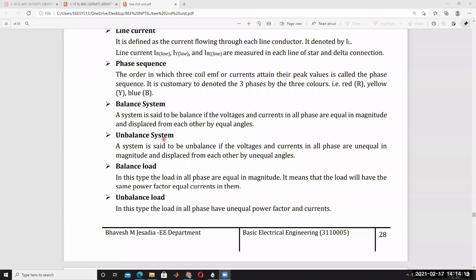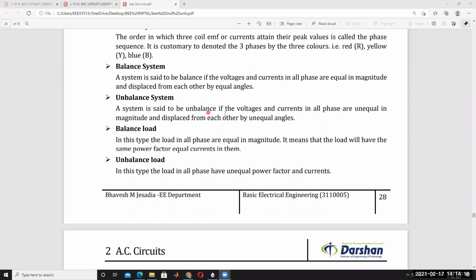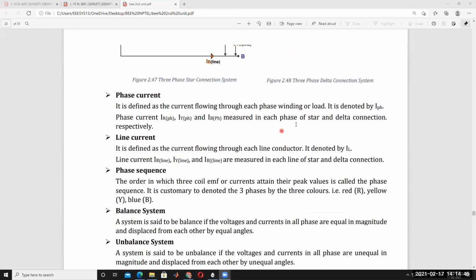Unbalanced system: a system is said to be unbalanced if the voltages and currents in all phases are unequal in magnitude and displaced from each other by unequal angles, the opposite of a balanced system. That is, VR phase is not equal to VY phase is not equal to VB phase. The phase voltages are different or the line voltages are different. So that type of system is called unbalanced.